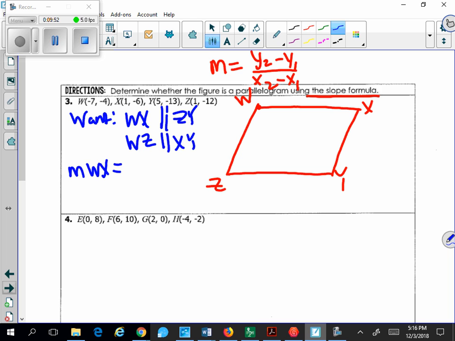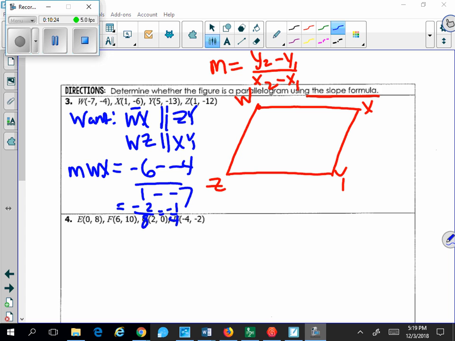I'll say that's y2. So negative 6 minus negative 4 over 1 minus negative 7. I do that math out. That's going to give me negative 2 over positive 8, or negative 1/4. So that's my slope for WX.